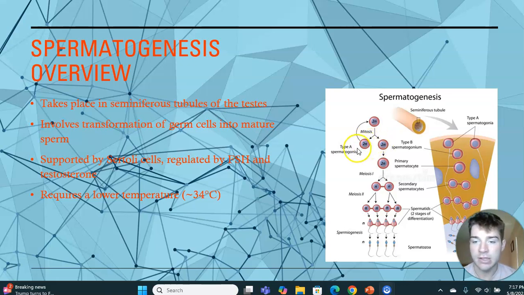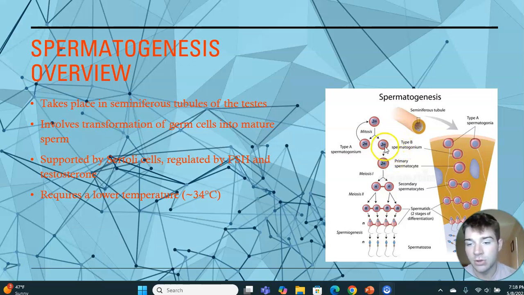Then it splits into a type A spermatogonium and a type B spermatogonium. The type A one just goes back up and will eventually split again. The idea behind this is so that it never runs out of the germ cell or the stem cell that ultimately goes through spermatogenesis. And the type B cell goes on and goes through spermatogenesis.